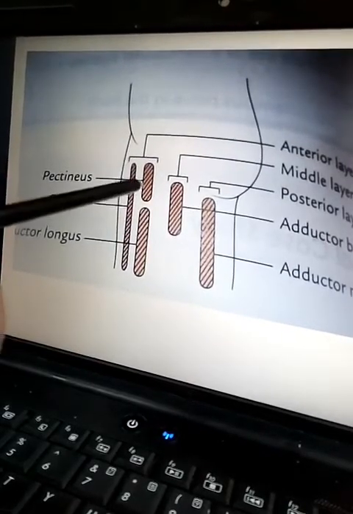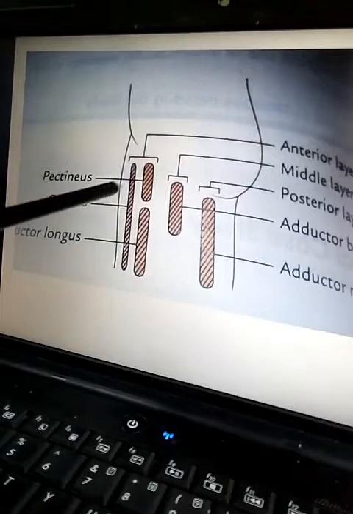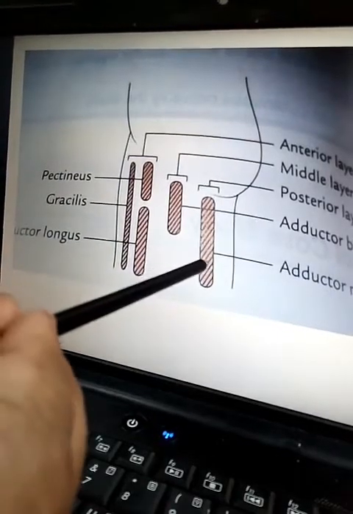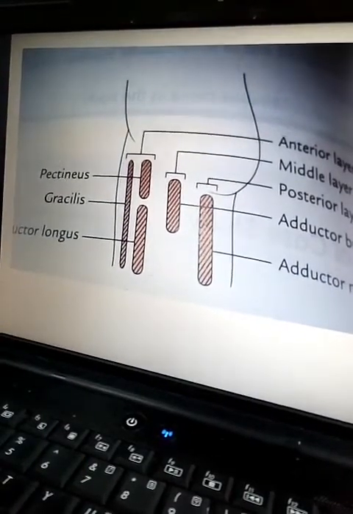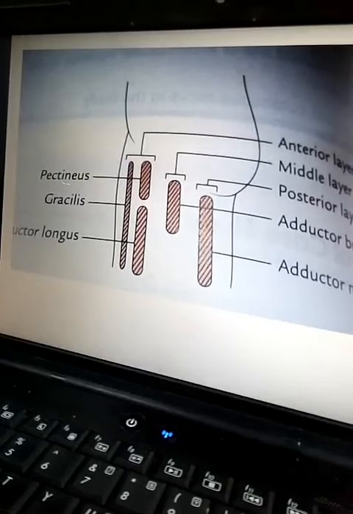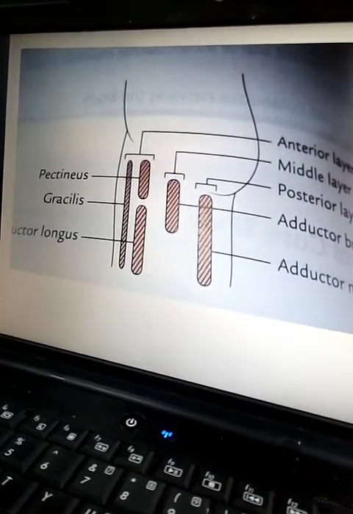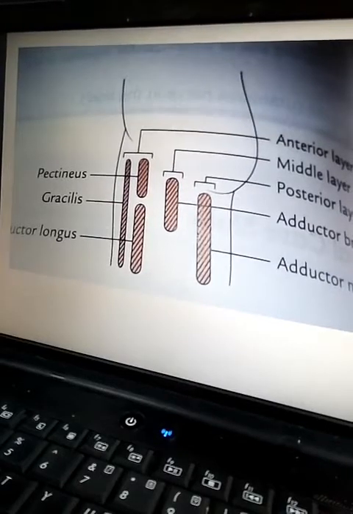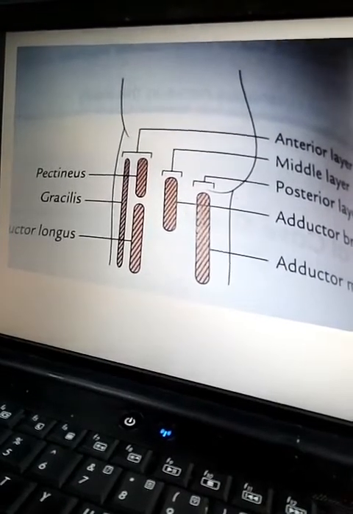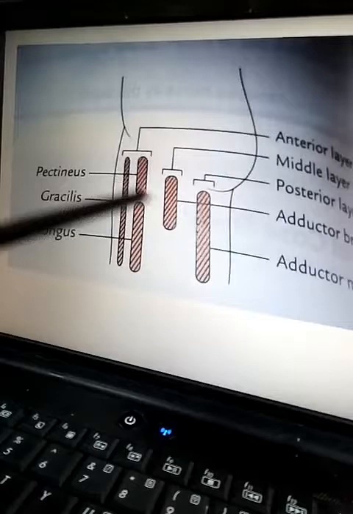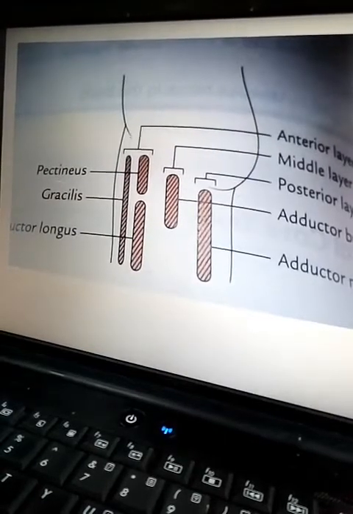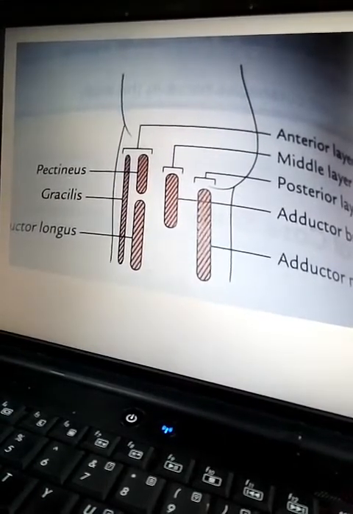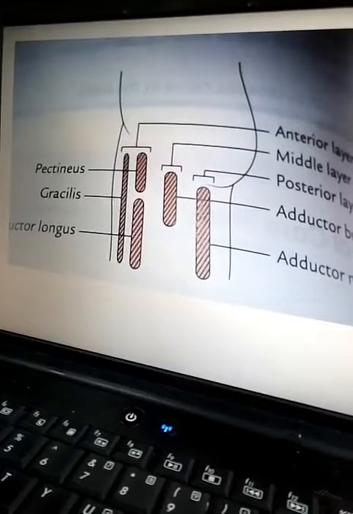Now two muscles of the adductor compartment, that is the pectineus and adductor magnus, are hybrid muscles, that is, they are supplied by two nerves. The pectineus is supplied by the femoral and the obturator nerve, while the adductor magnus is supplied by the obturator nerve and tibial part of the sciatic nerve.